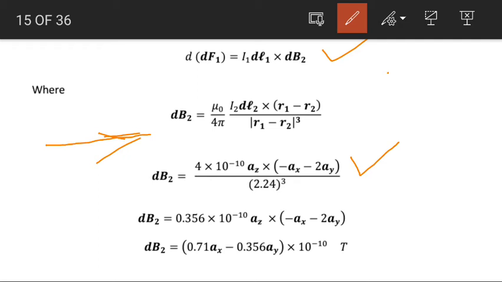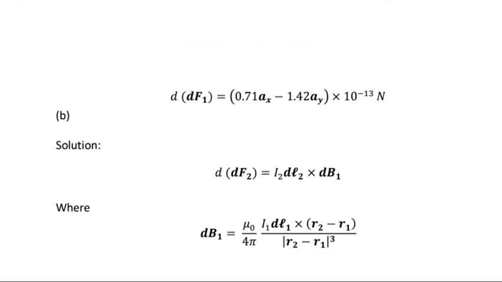So we simplify dB2 over here. We have 0.356 into 10 raised to power minus 10 Az cross minus Ax minus 2 Ay. And the differential magnetic flux density which is generated by the second differential current element is 0.7 Ax minus 0.356 Ay into 10 raised to power minus 10 Tesla. So we have calculated the differential magnetic flux density dB2.